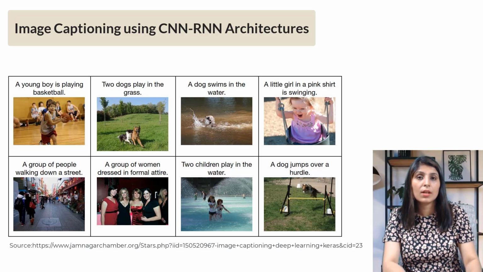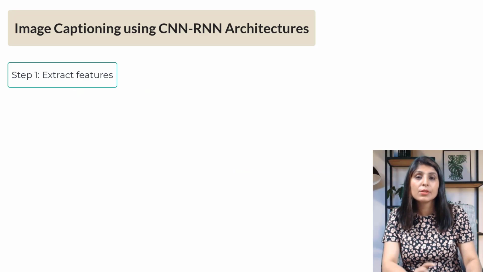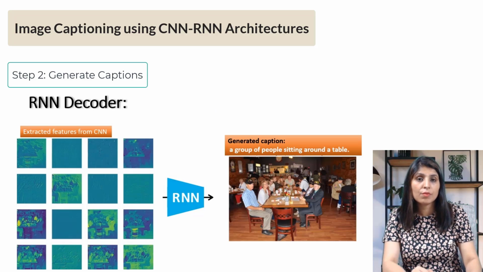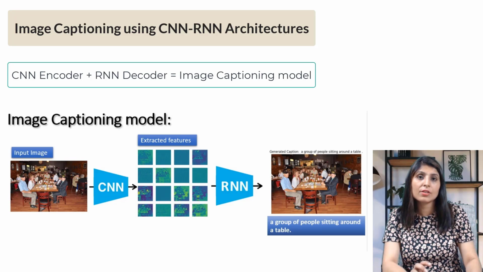So guys, in my today's video I'll explain to you how to perform image captioning using CNN and RNN architectures. Image captioning is the task of generating a text description for an image, and to perform image captioning two steps are needed. First step is to extract the features from the image using a CNN network. And once you extract the features, the next step is to generate a caption for that image on the basis of those extracted features, and for that we will use an RNN network. By combining these two architectures, we can create a powerful model for image captioning.